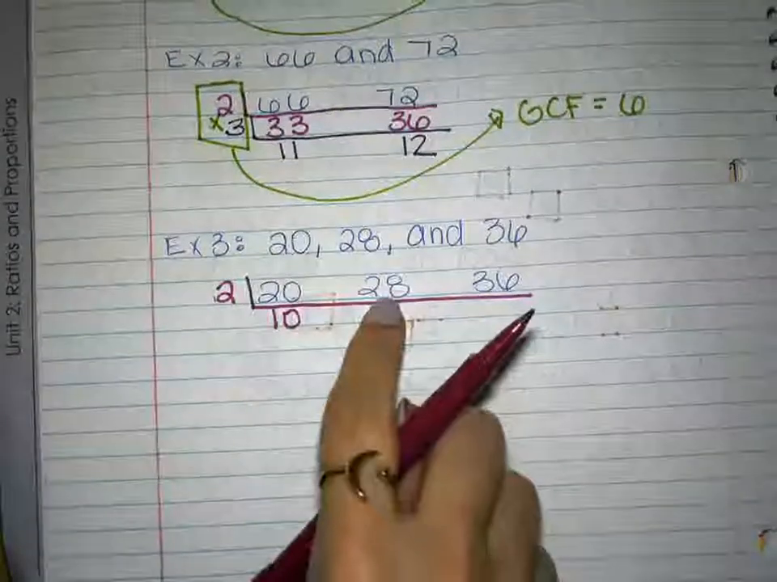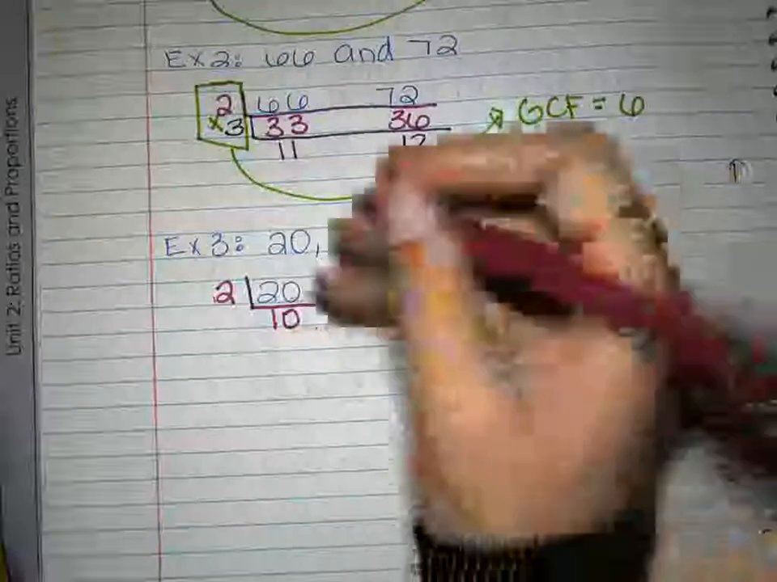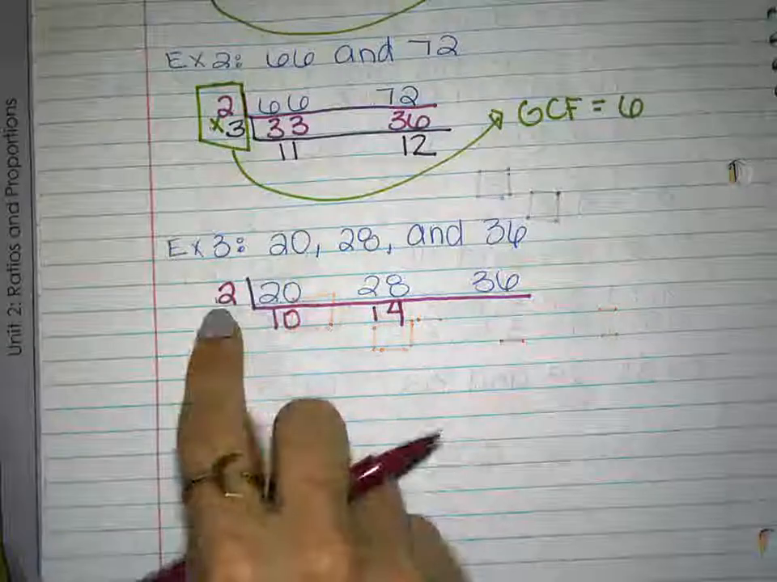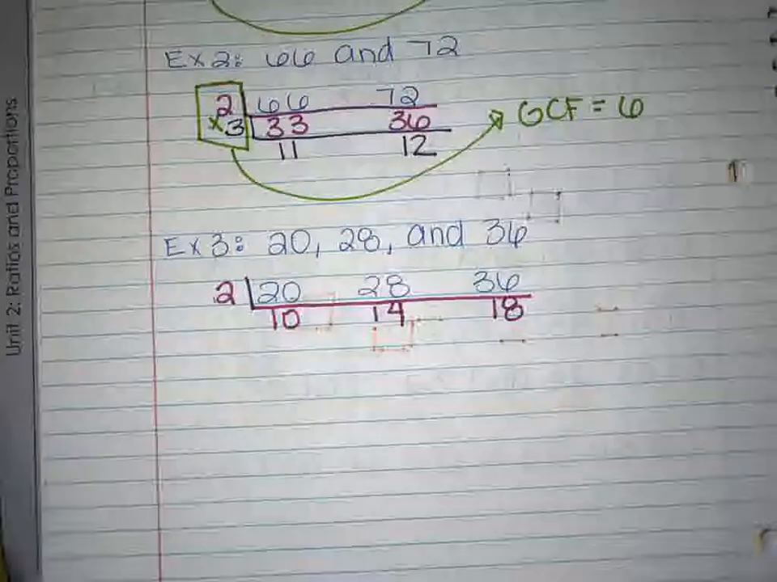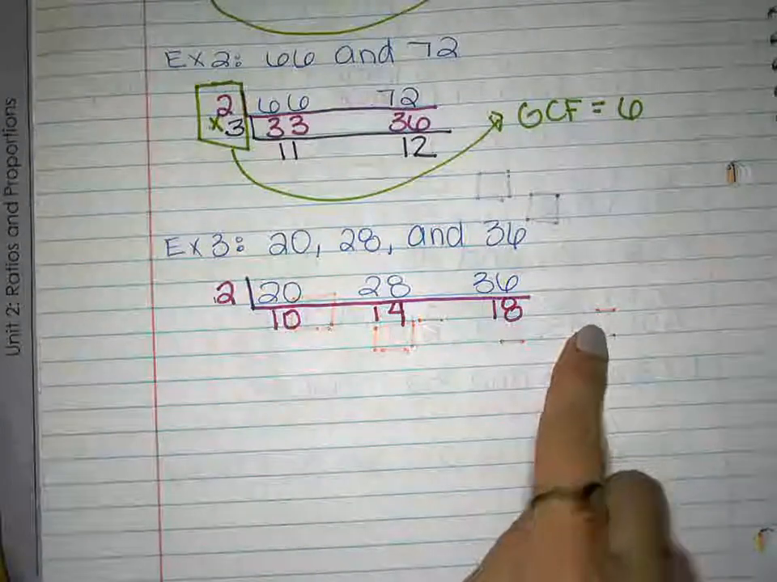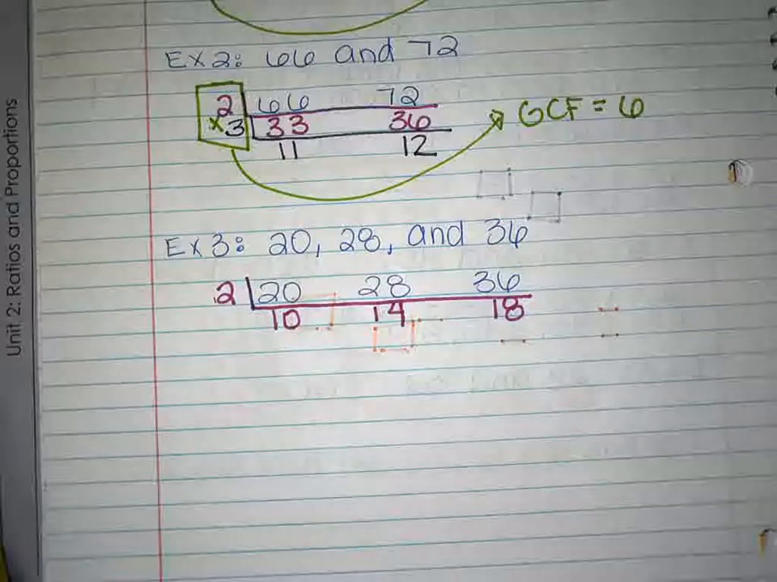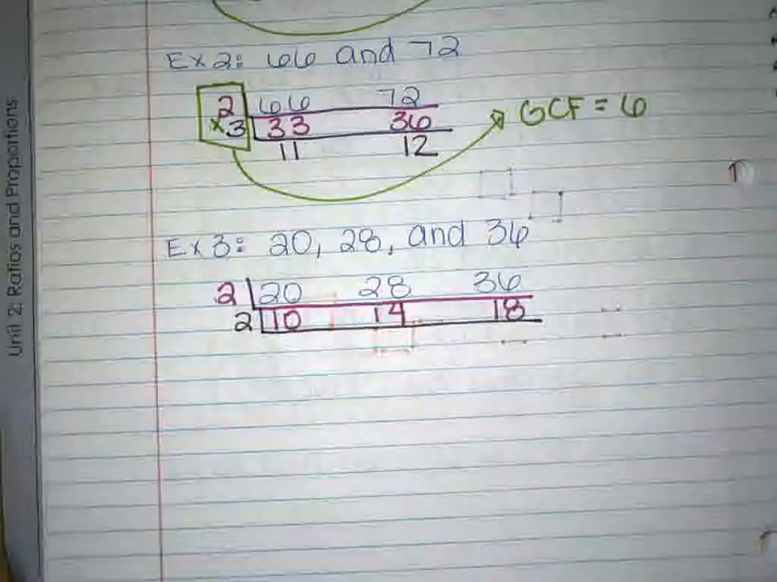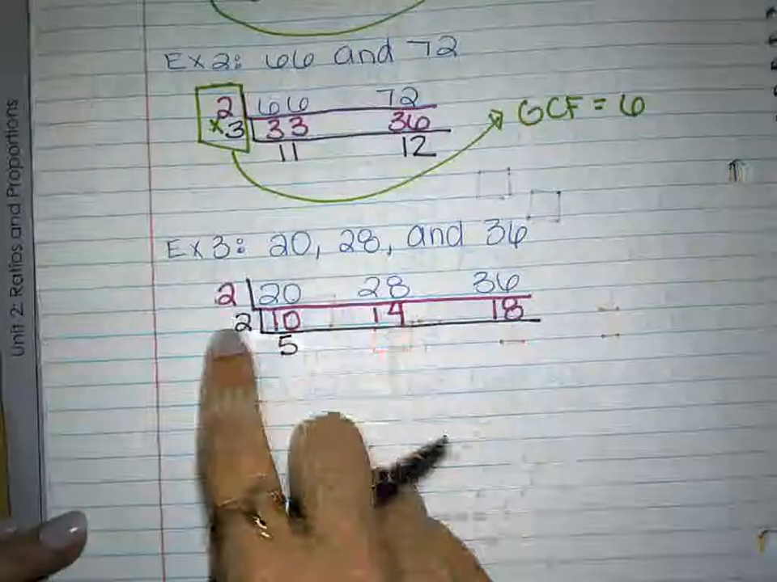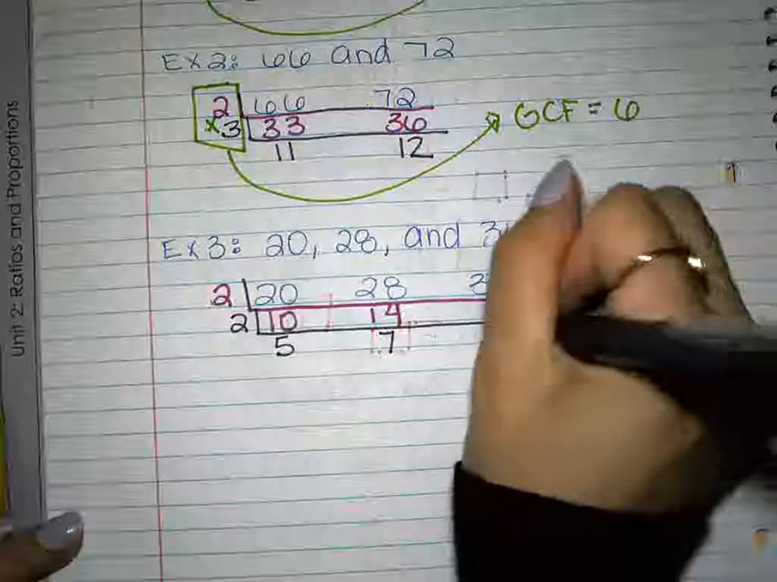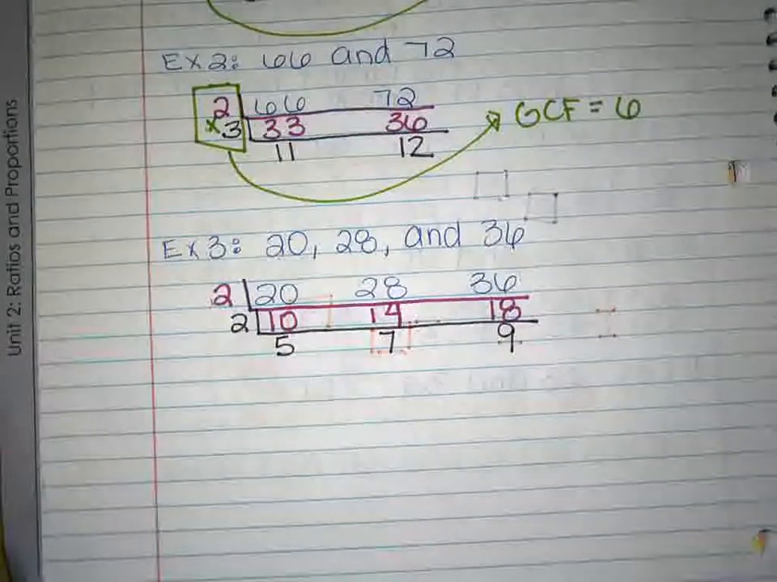20 divided by 2 is 10. 28 divided by 2 is 14. 36 divided by 2 is 18. I then ask myself, I have a 10, a 14, and an 18. Can I take anything out of 10, 14, and 18? Yes, because they are all still even numbers, so I can take out a 2. 10 divided by 2 is 5. 14 divided by 2 is 7. And 18 divided by 2 is 9.